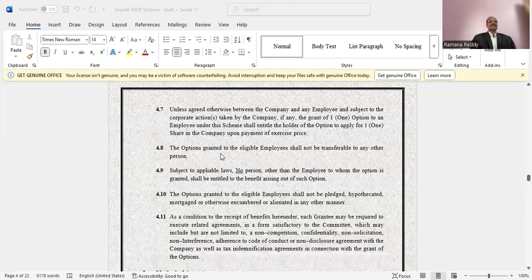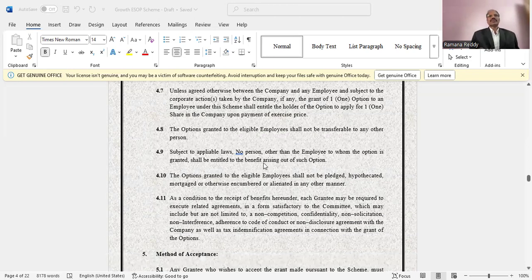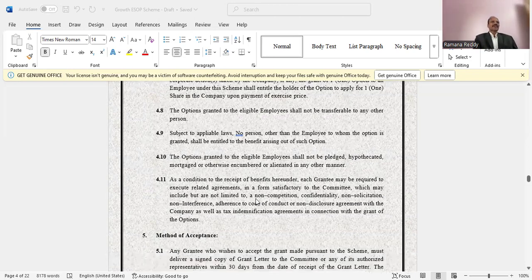So the options granted to the eligible employee shall not be transferable to any other person, because these are all options, not shares. Until exercised, it cannot be transferred. No person other than the employee to whom the option is granted shall be entitled to the benefit arising out of such option. You cannot transfer your benefit to another employee.